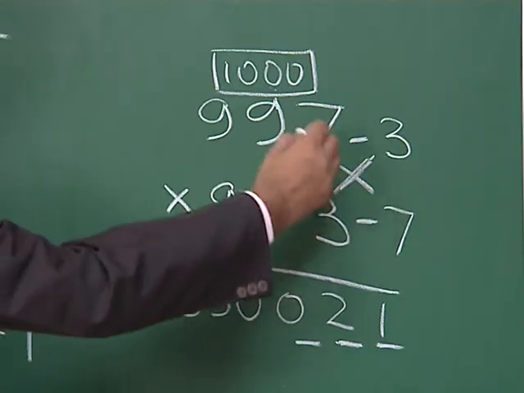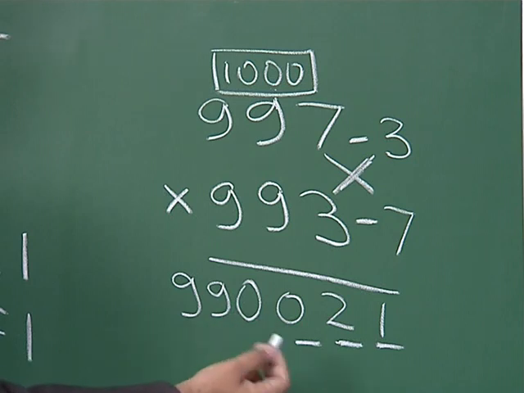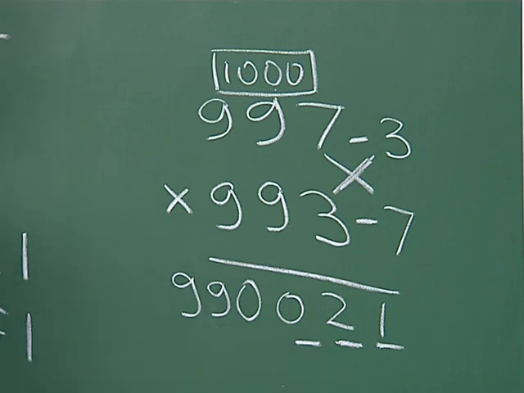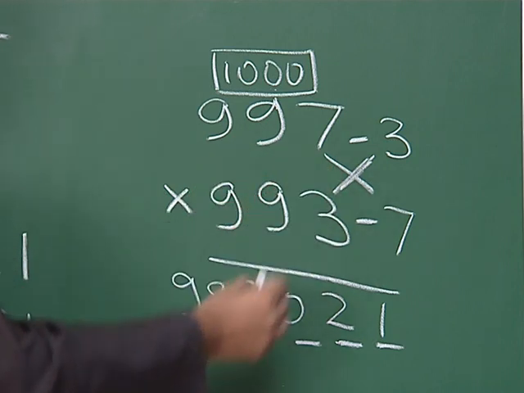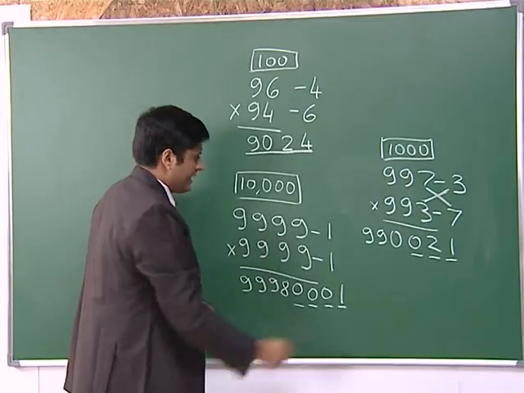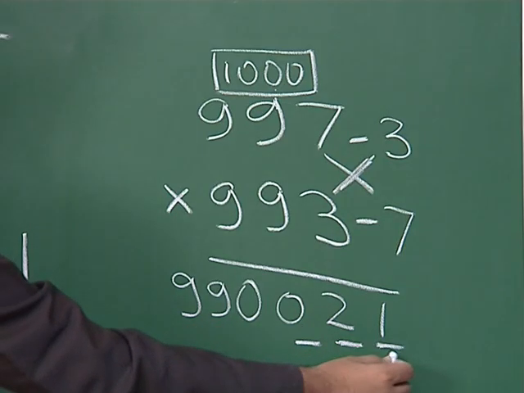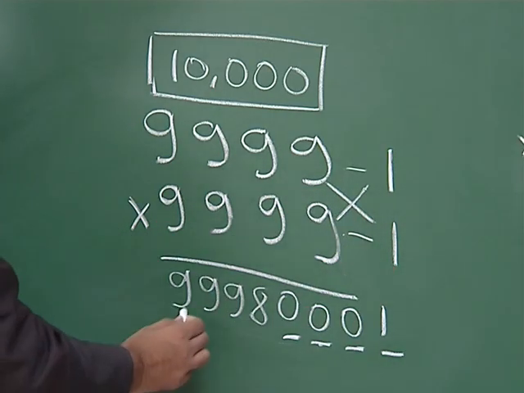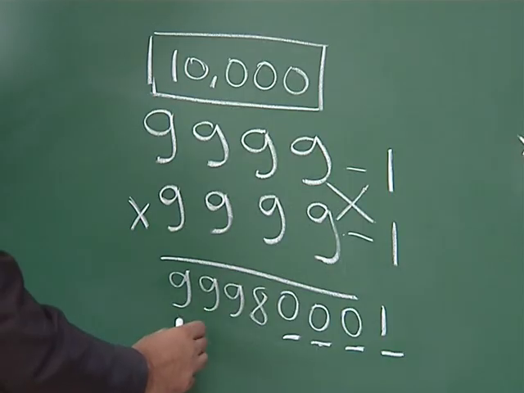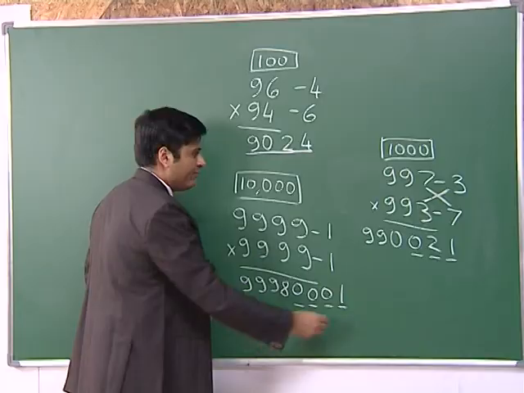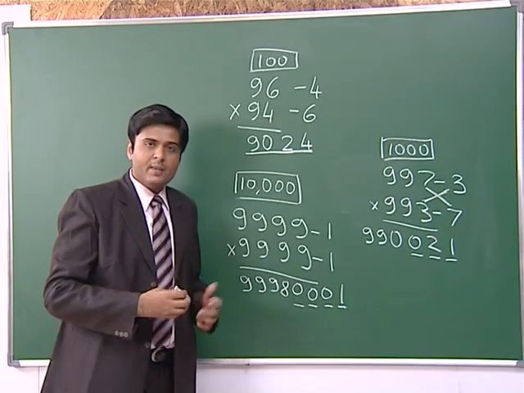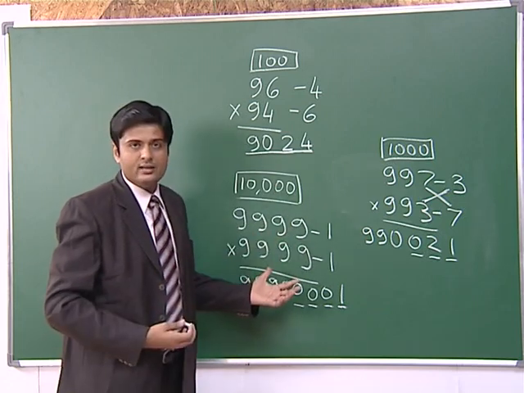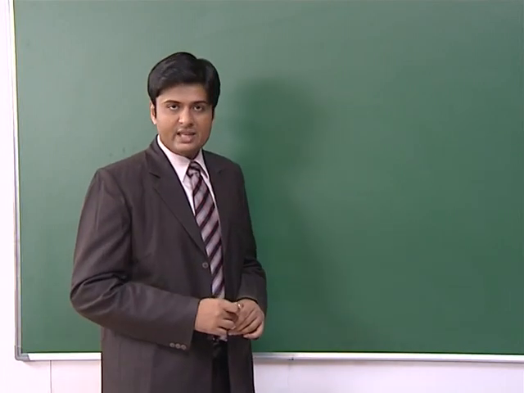In the second case, 997 minus 7 gives me 990, or as I said, I could have taken like this, 993 minus 3 gives me 990. So when I multiply 997 by 993, final answer is 990021. And the last step says 9999 minus 1 will give me 9998. My answer is 99980001. Thus friends, you see how the base method helps you get answers of such complicated questions in just one line.